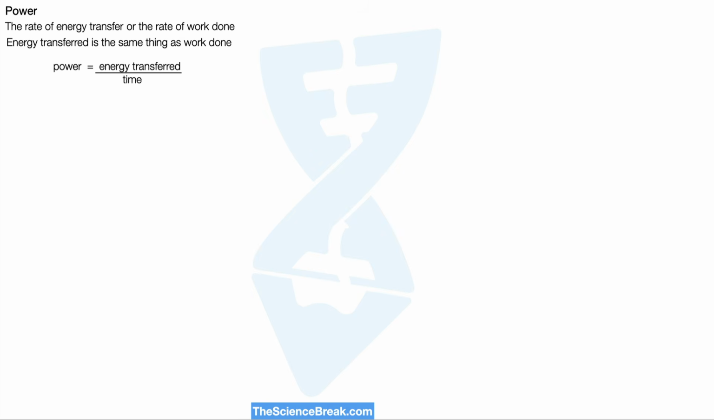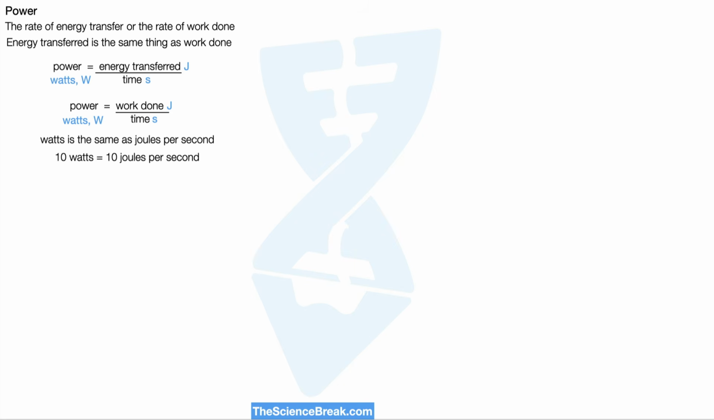The two equations that we need to be able to use, which again will be given, are power is energy transferred divided by time, energy transferred in joules, time in seconds, and power is in watts. The second equation is power is work done divided by time, work is in joules, time again is in seconds, and power again is in watts. However, important to remember that watts is the same thing as joules per second. 10 watts means 10 joules per second.